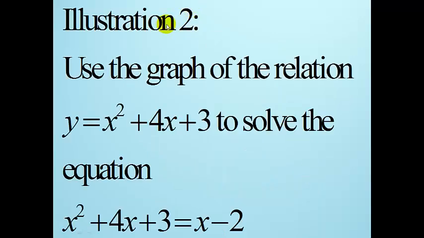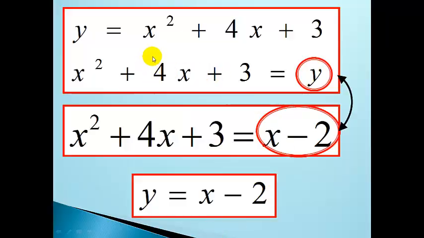Now, let's consider this question. Use the graph of the relation y equals x squared plus 4x plus 3 to solve the equation x squared plus 4x plus 3 equals x minus 2. Now, let's look at the relation given. You were given y equals x squared plus 4x plus 3. And now, arranging this, we can have x squared plus 4x plus 3 on the left hand side is equal to y on the right hand side, which is the same relation. Now, we were given x squared plus 4x plus 3 equals x minus 2 to solve.